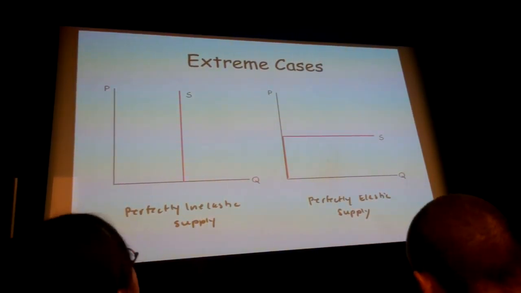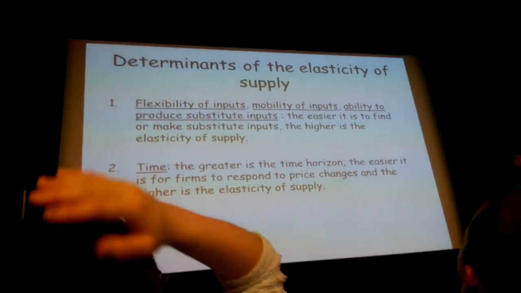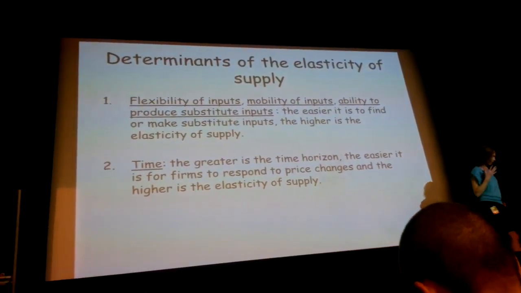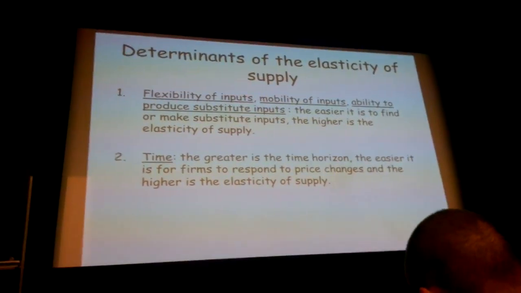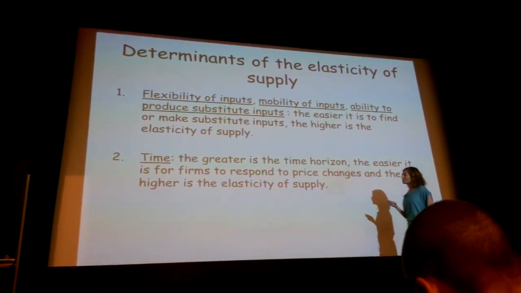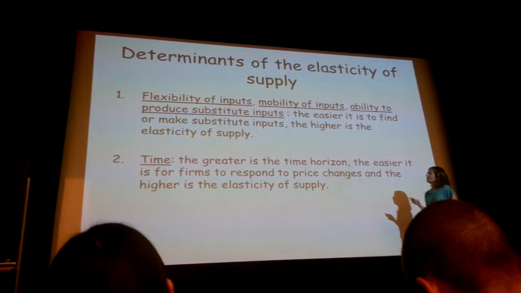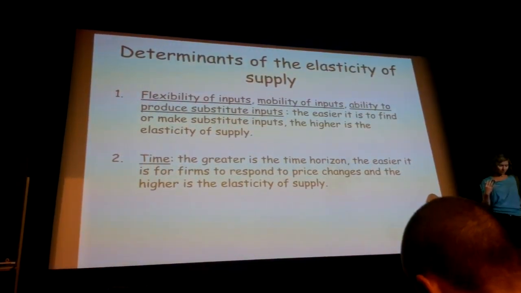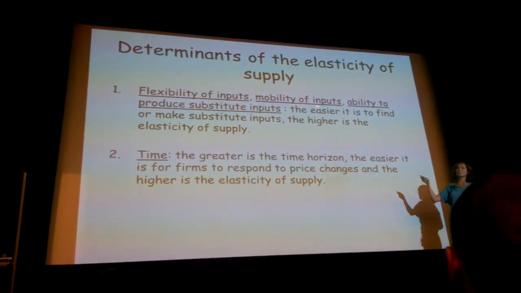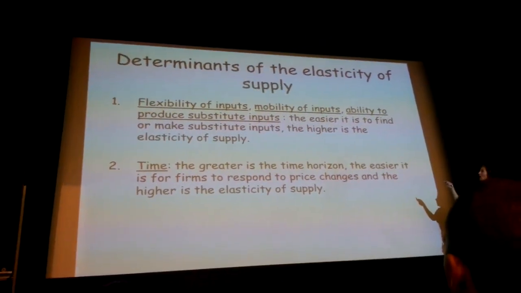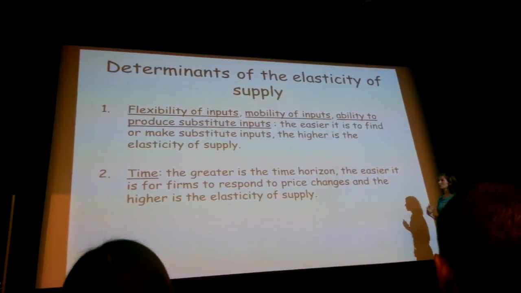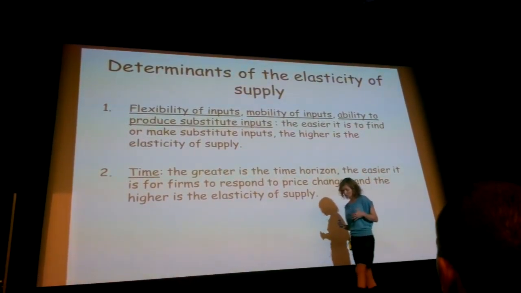Now, of course, the determinants of the elasticity of supply look a little bit different than the determinants of the elasticity of demand, because there's a completely different set of things that determine supply and demand. So what determines the elasticity of supply? What are the conditions under which you'd expect the elasticity of supply to be relatively high? Typically, the elasticity of supply tends to be relatively high when you have flexible inputs, when the inputs are easily moved from one location to another, and when firms have a strong ability to produce substitute inputs. The easier it is to find or make substitute inputs, the higher will be the elasticity of supply.